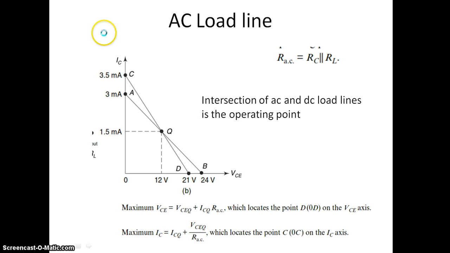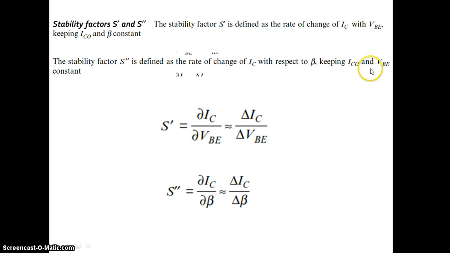S is defined as the rate of change of IC with ICO, keeping VBE and beta constant. S dash is defined as the rate of change of IC with VBE, keeping ICO and beta constant. S double dash is defined as the rate of change of IC with beta, keeping ICO and VBE constant. So we write dou IC by dou VBE, dou IC by dou beta, and dou IC by dou ICO. This is how we define the stability factor.